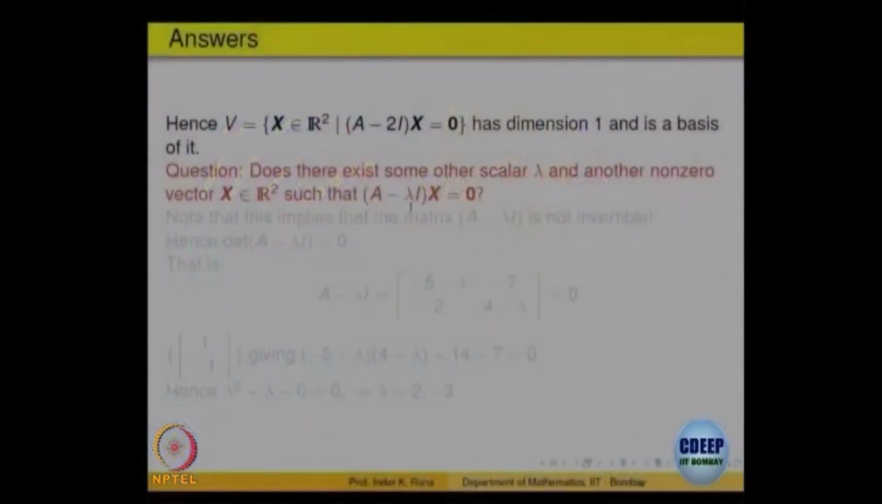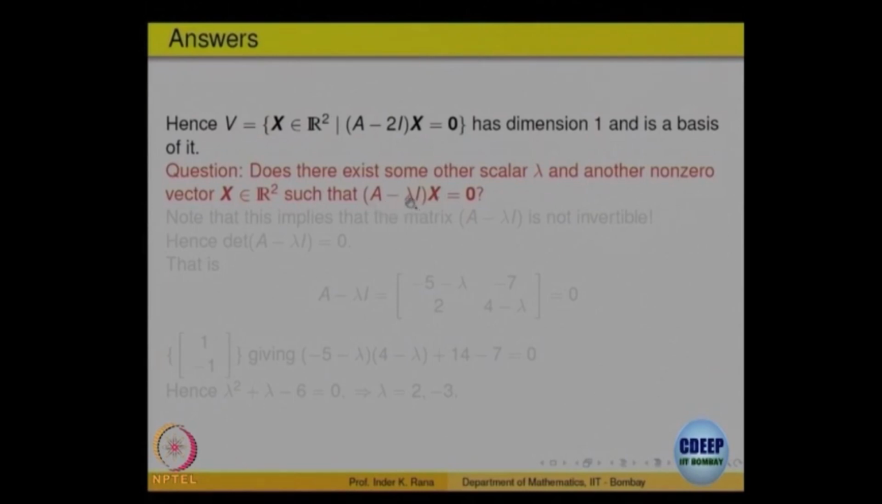So, what we want to do? We want to find out a scalar lambda such that A minus lambda I applied to x is equal to 0, and we should have a non-zero vector x. Earlier I just gave you, without any motivation, why I should take 1, minus 1. I said 1, minus 1 has that property and the scalar comes out 2. So, here if this is equal to 0 for a non-zero vector x, that means what?